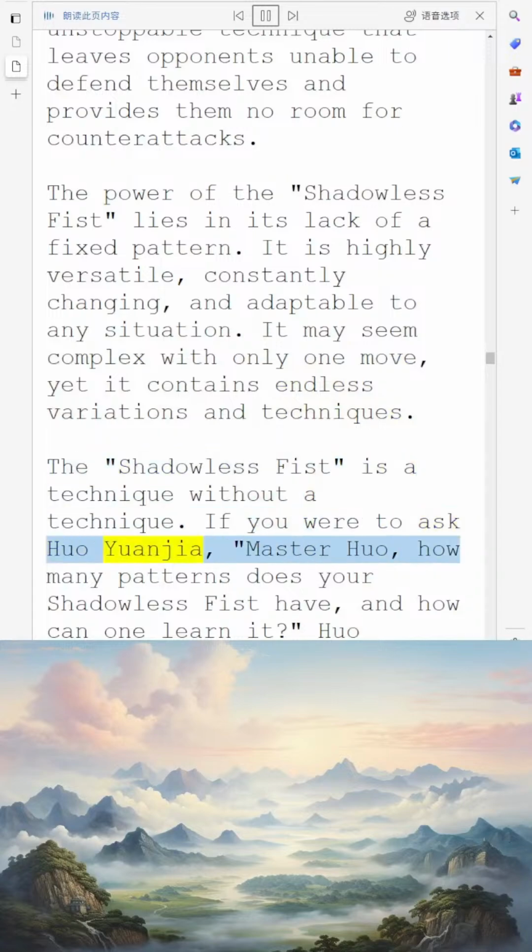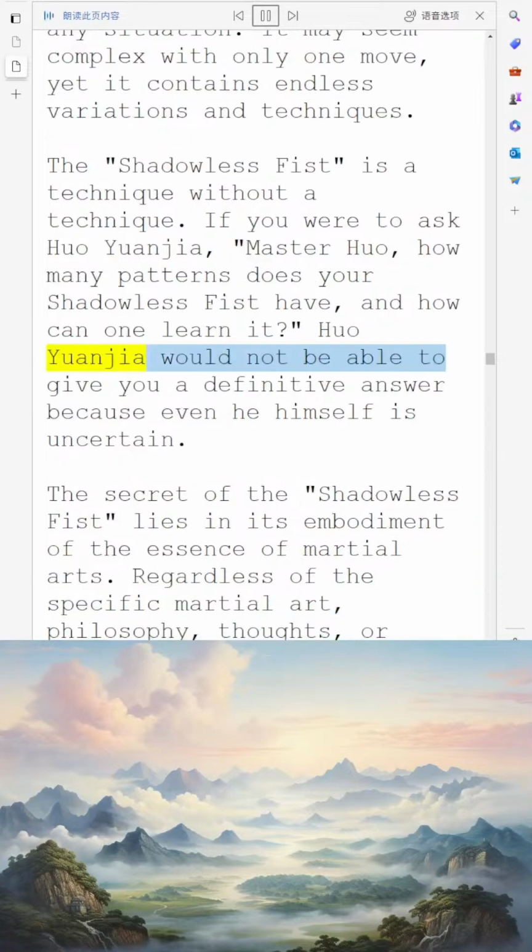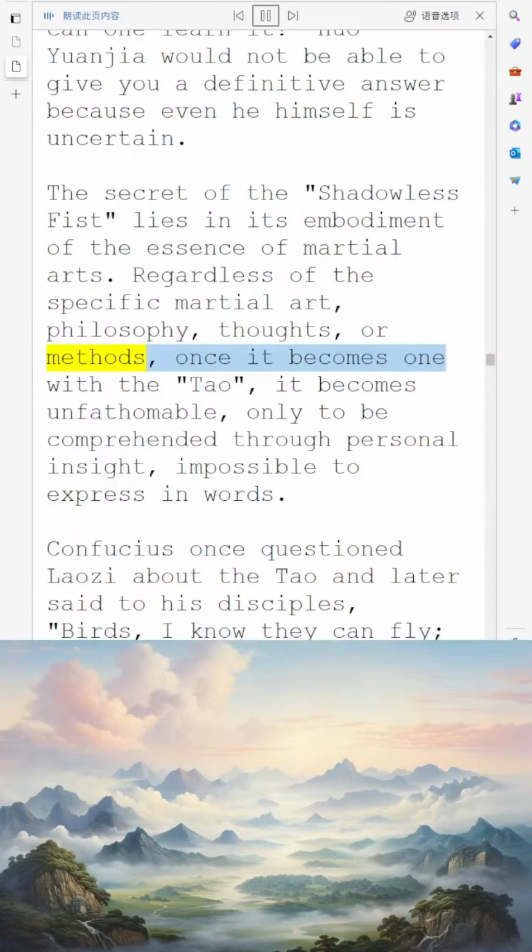If you were to ask Huo Yuanjia, Master Huo, how many patterns does your shadowless fist have, and how can one learn it? Huo Yuanjia would not be able to give you a definitive answer because even he himself is uncertain. The secret of the shadowless fist lies in its embodiment of the essence of martial arts. Regardless of the specific martial art, philosophy, thoughts, or methods, once it becomes one with the Tao, it becomes unfathomable, only to be comprehended through personal insight, impossible to express in words.